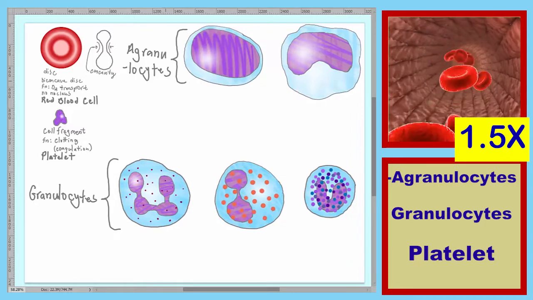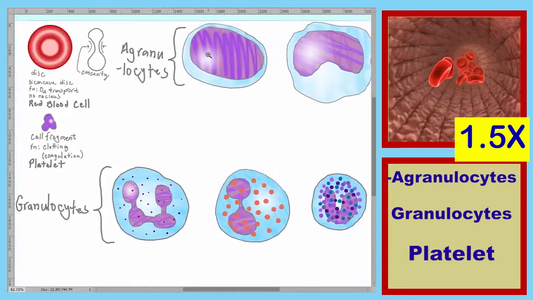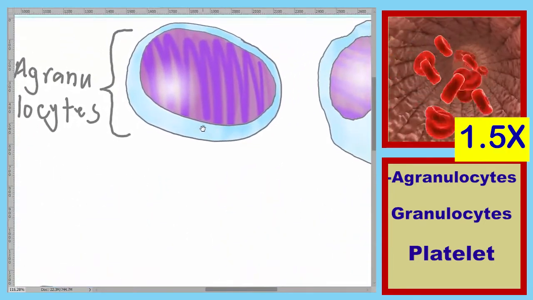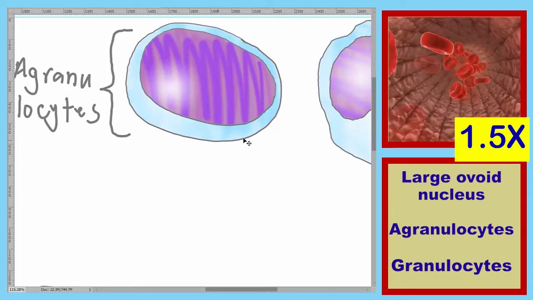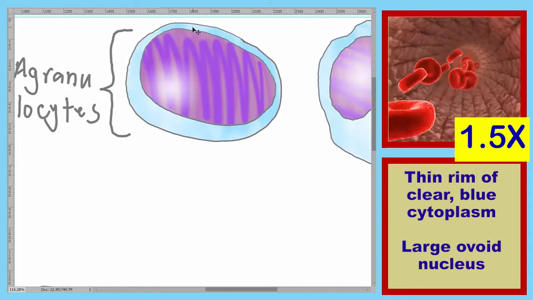Okay, let's continue with our specific descriptions. Let's start with this cell here. Let's first just describe what we see with this cell. Most obviously, there's a very large nucleus, a very thin rim of blue, clear cytoplasm. You can see that. And so let's indicate those two first.